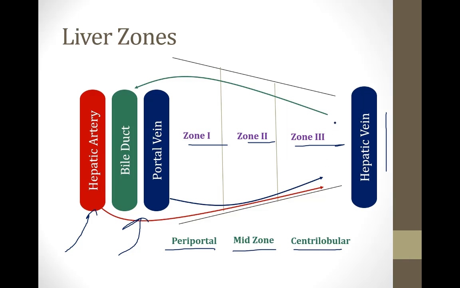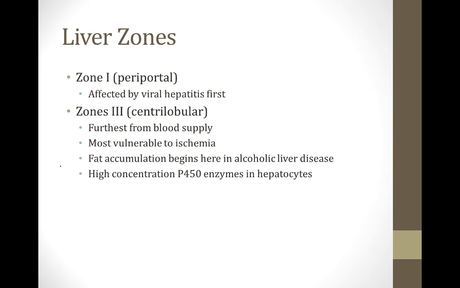At the same time, notice that we have bile flowing in the opposite direction. So bile flows away from central veins towards the portal triads, at which point it enters the bile duct. In the liver pathology modules, I'll talk about how some diseases affect one liver zone more than another, and they like you to know this stuff for step 1.